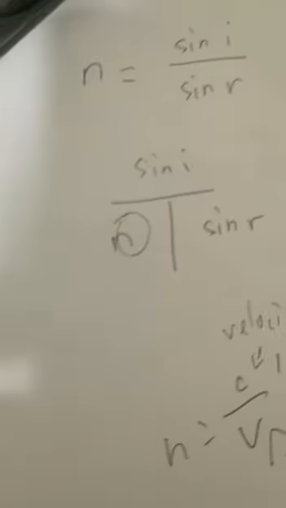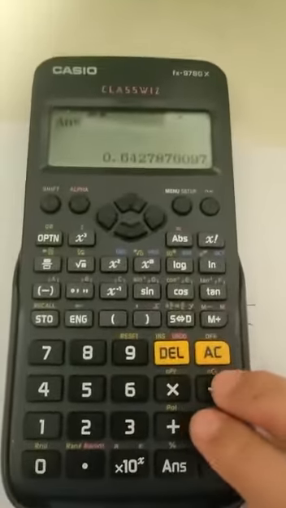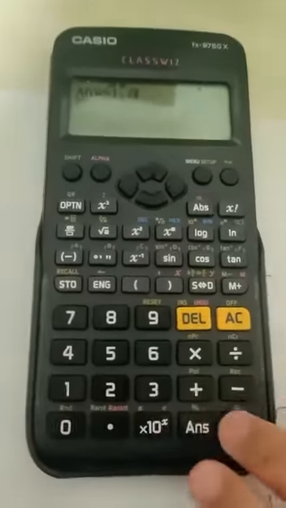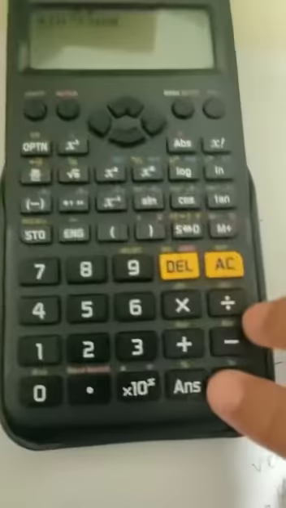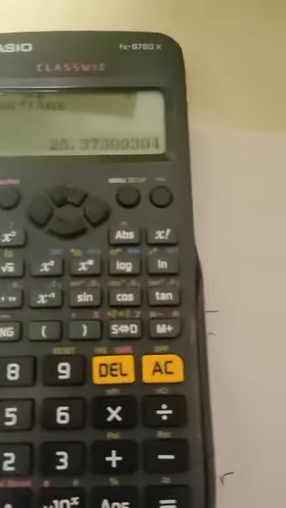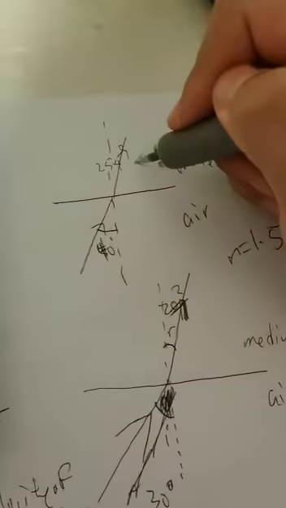So you know that sine I equals 0.64 whatever. Then you do the math, right? So use the relationship, and then sine R will equal sine I over n. So let's say you take this answer, divide by 1.5, and then you inverse the answer, you get your answer, which is 25.4 degrees. Okay, done.